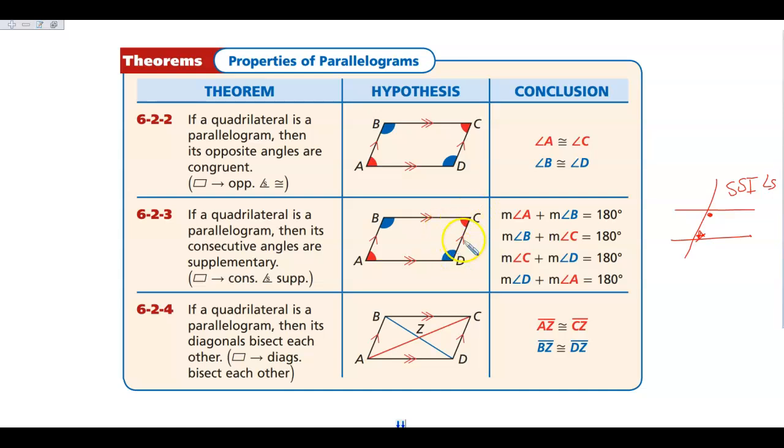All right? So consecutive angles, the ones that are next to each other, they share a side, are going to add to 180 degrees. All right, our last parallelogram property that we're going to talk about today is that the diagonals bisect each other. So that means each diagonal is going to cut the other one in half. So this piece here is going to be congruent to this piece here, and this piece here is going to be congruent to this piece here. All right, so the pieces of each diagonal are going to be the same length.